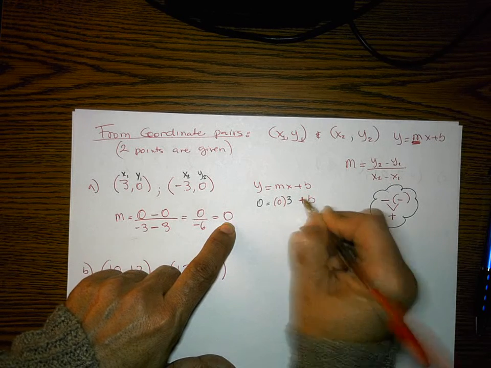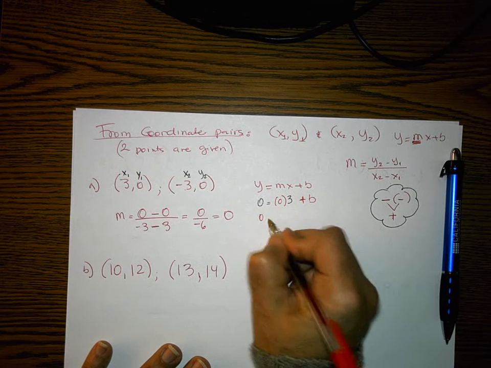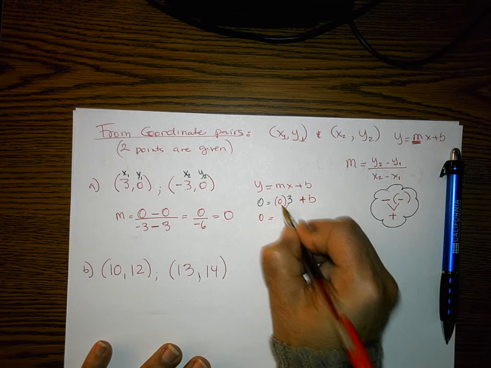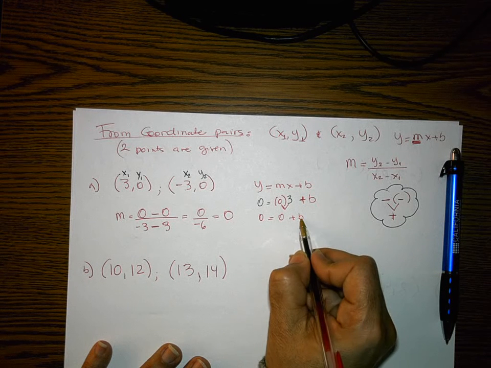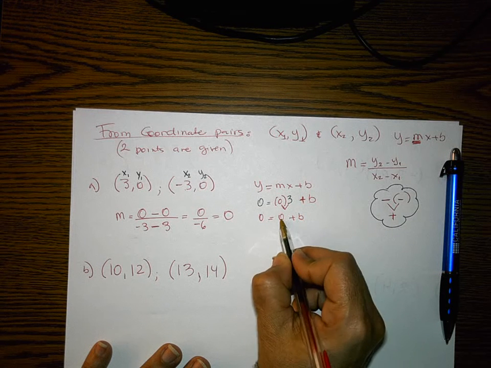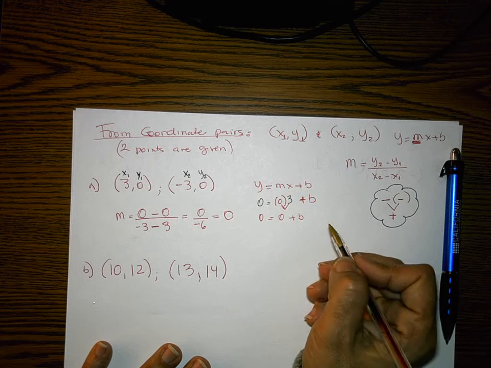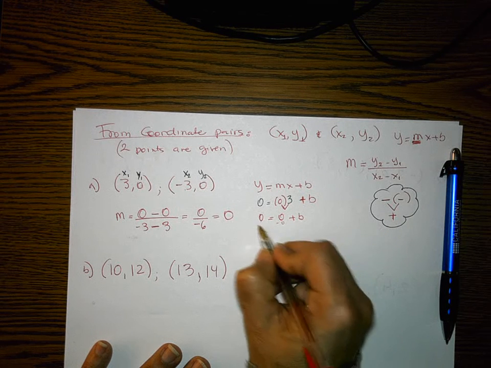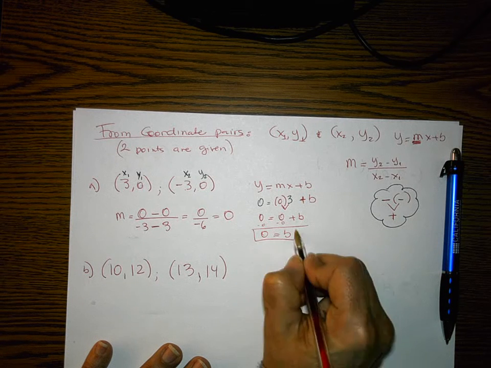All right, so let's go ahead and just clean up. 0 equals 0 times 3, which is 0, plus b. Well, there's a number b plus 0 that equals 0. What do you think that number would be? If I subtract 0 from both sides, I get 0 equals b. b is the zero value.